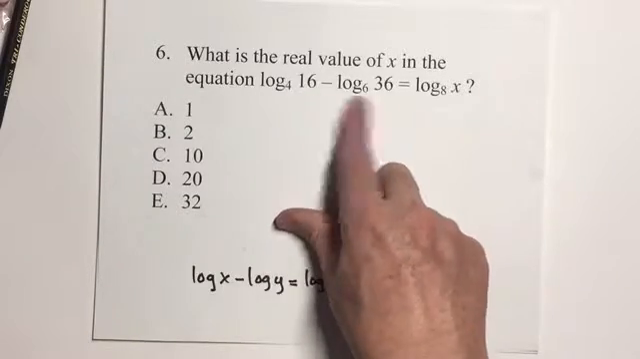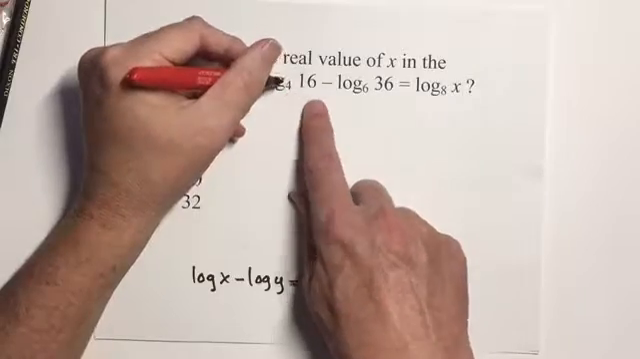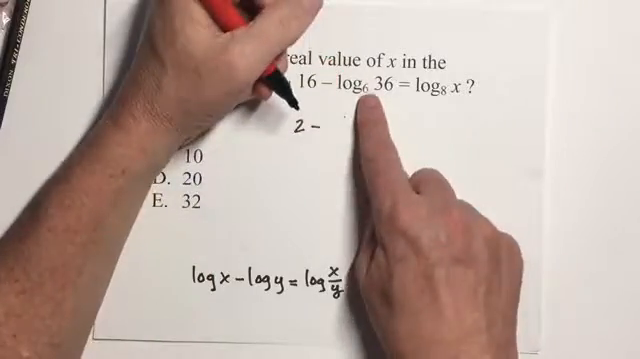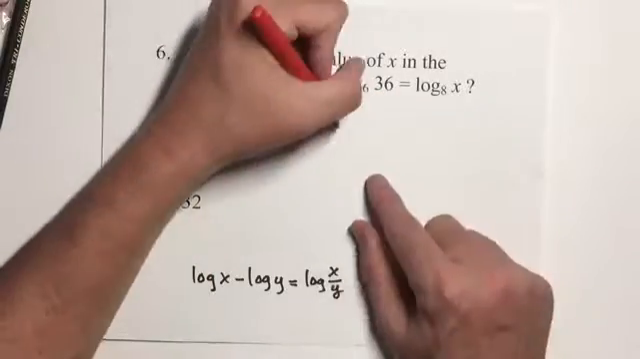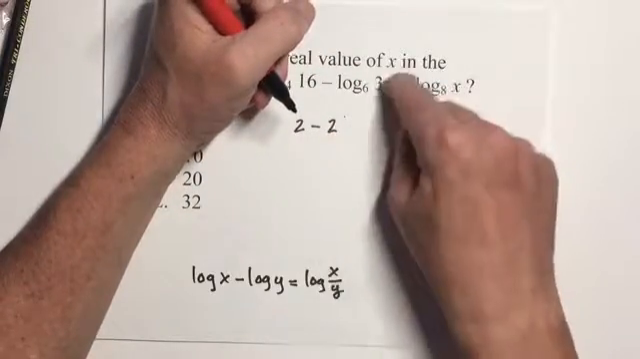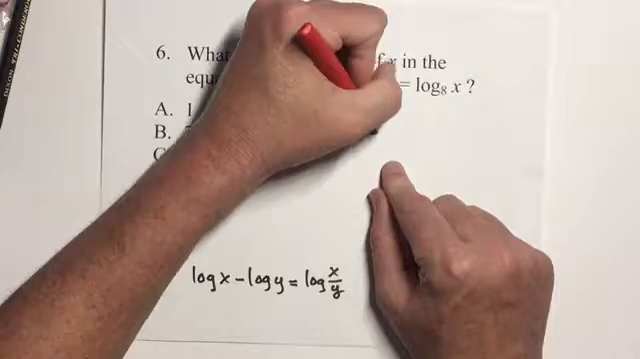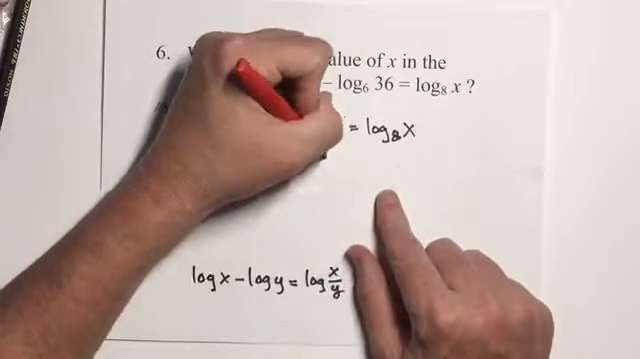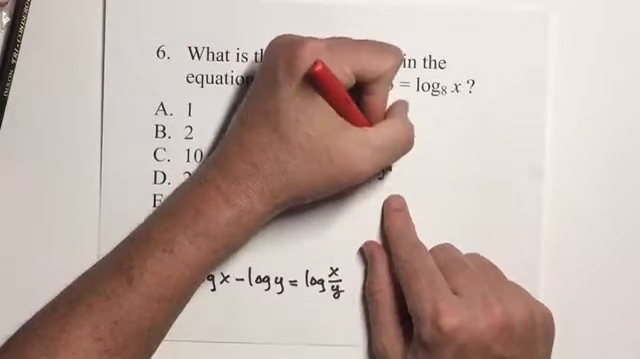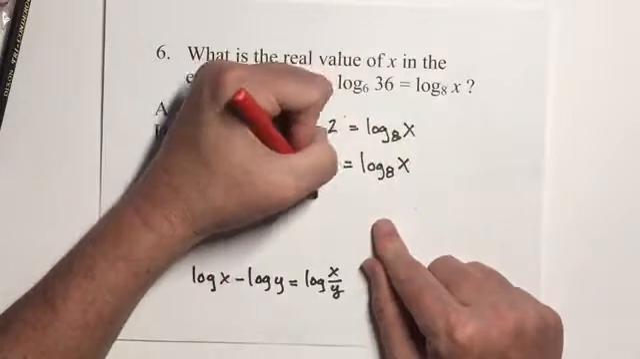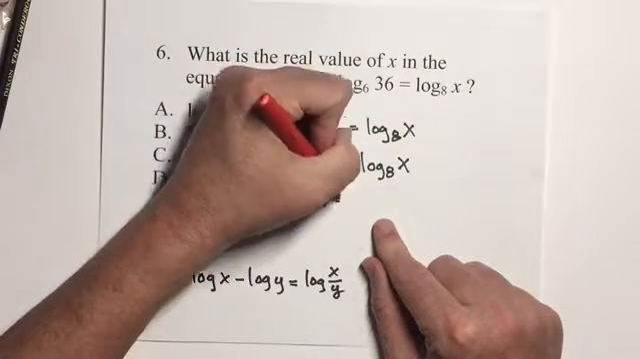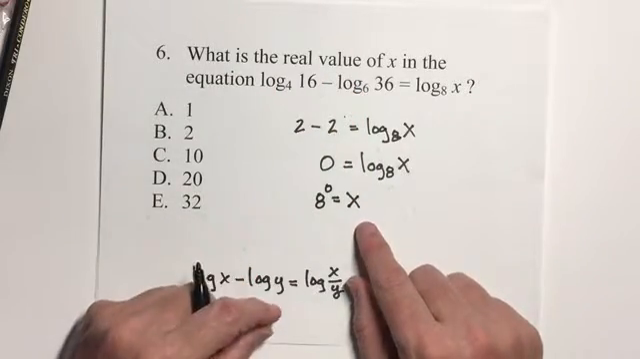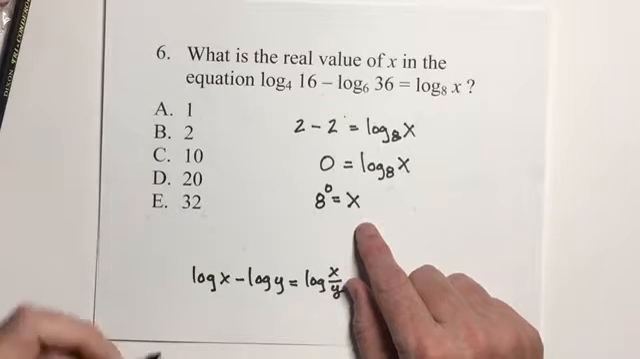But we can figure these out easily enough. Log base 4 of 16 means 4 to the what equals 16? Well, that's 2, because 4 squared equals 16. Log base 6 of 36 means 6 to the what equals 36? Well, that's 2, because 6 to the second equals 36. And that equals log base 8 of x. 2 minus 2 is 0. So 0 equals log base 8 of x. Rewriting that, that means that 8 to the 0 equals x. Well, any number to the 0, whether it be 8 or 1,729, equals 1. So x equals 1.